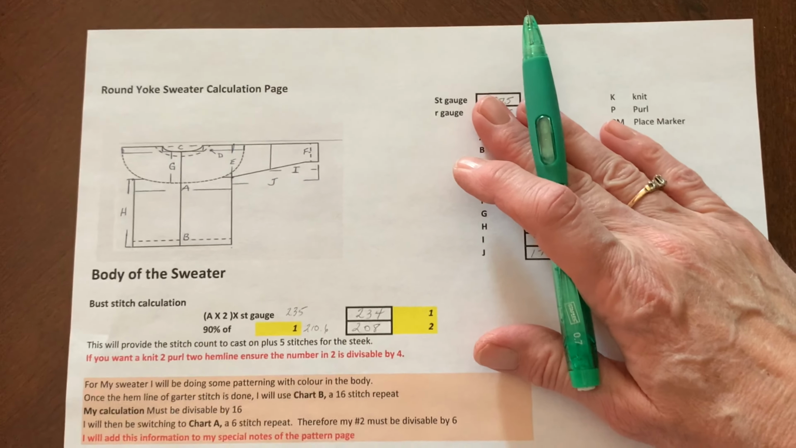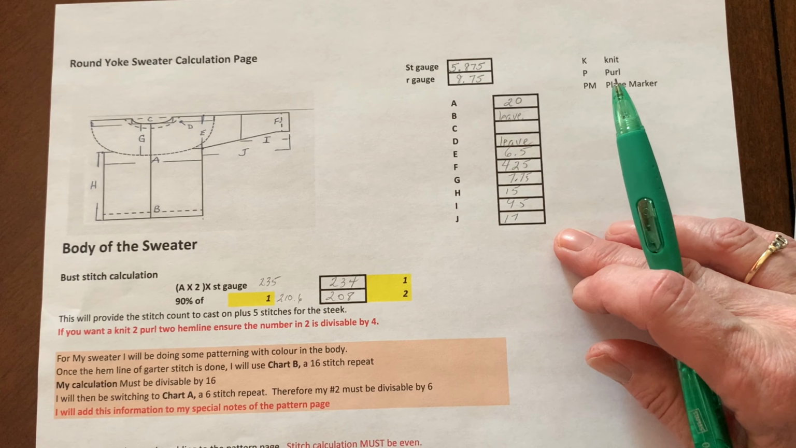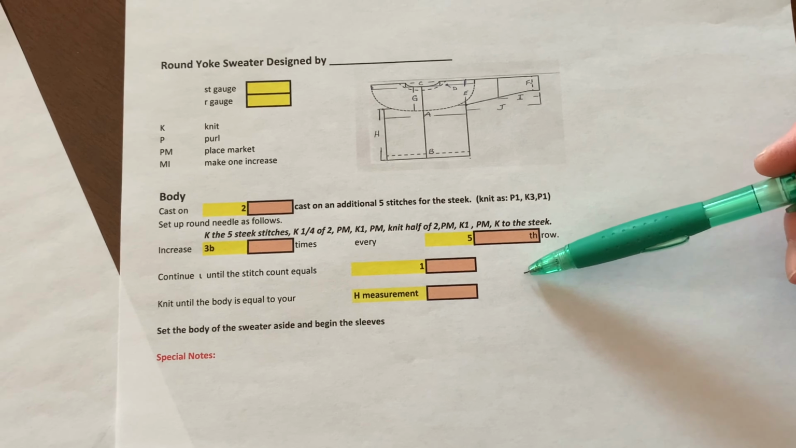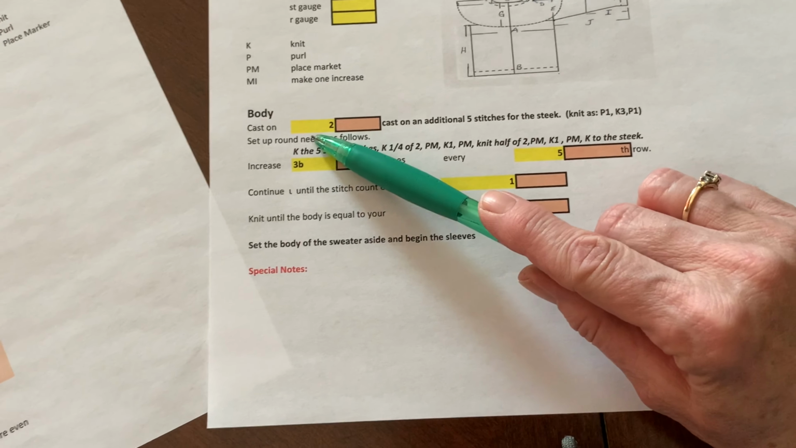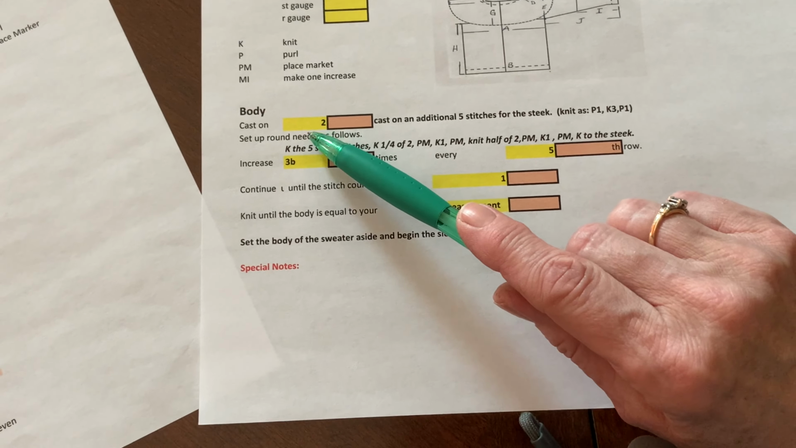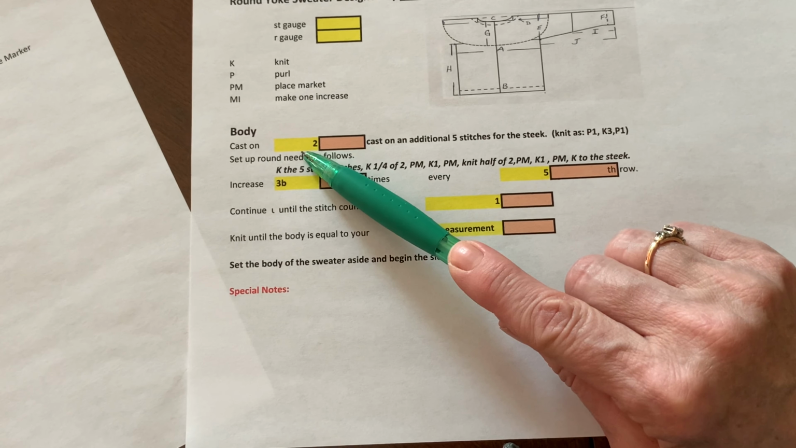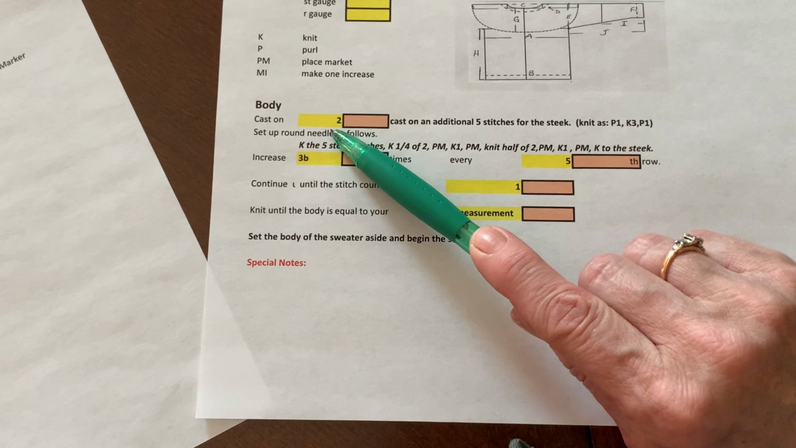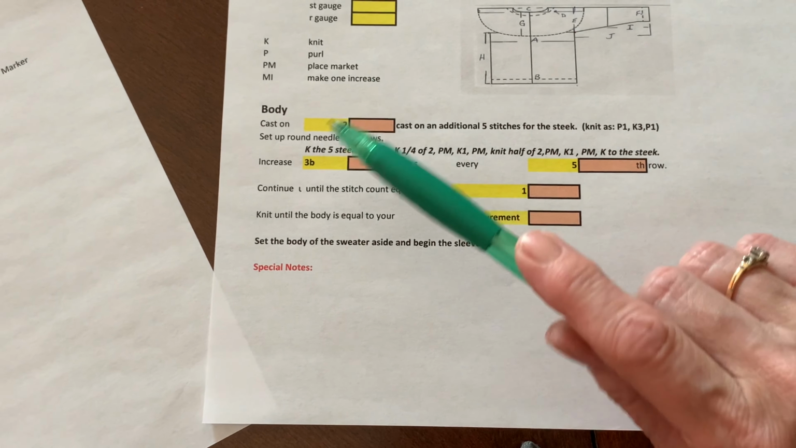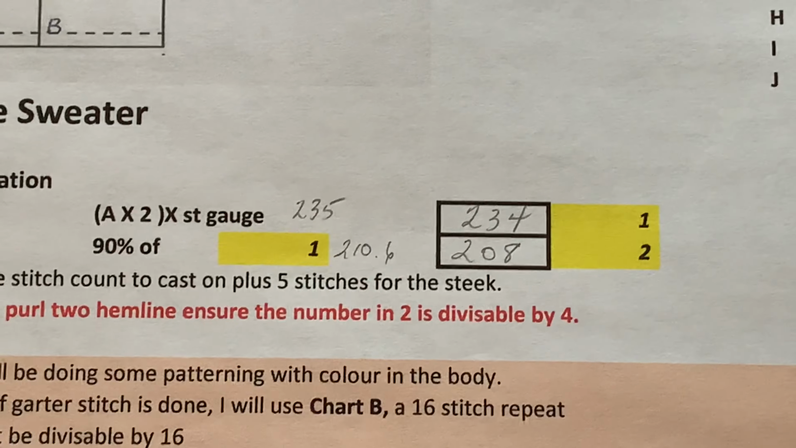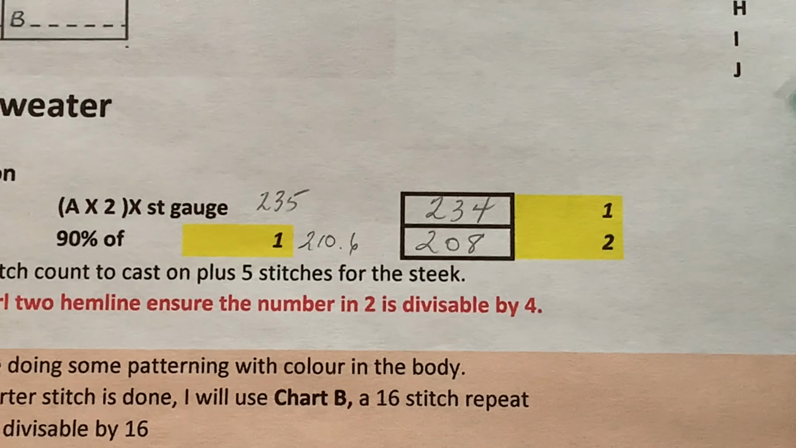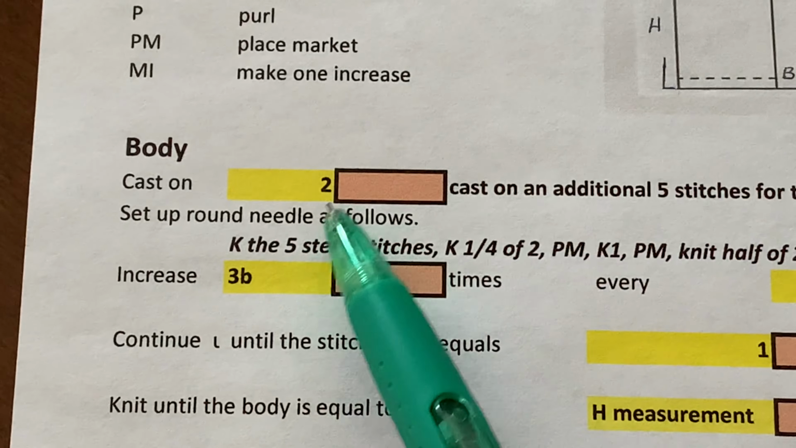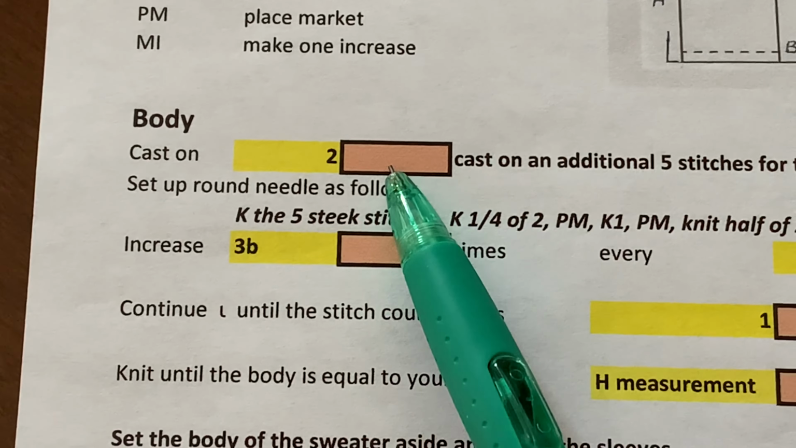Once I have the calculations complete and I've checked my math, it's time to transfer it to the sweater page. You'll see in the sweater it says cast on, and then we'll see a yellow 2 and a pink box. You're going to go to yellow 2 of the calculation page, which in my case is 208. I'm going to put 208 in that box.